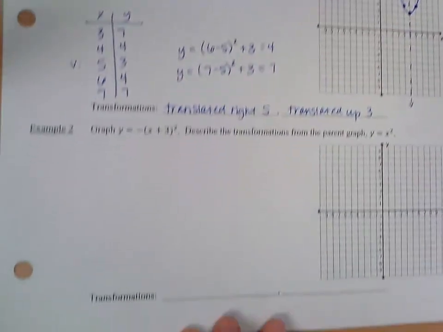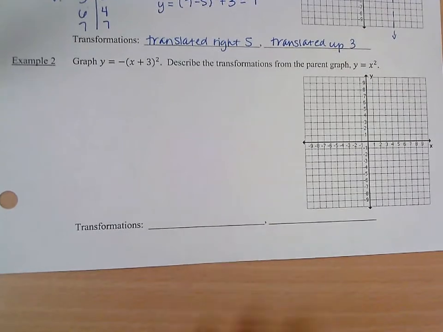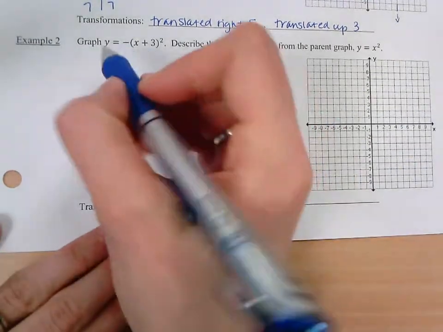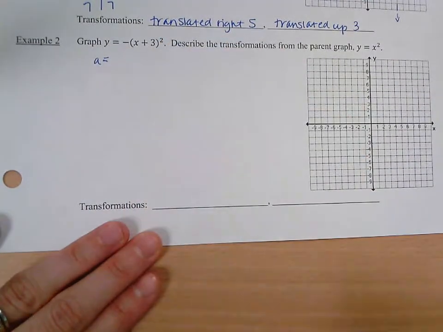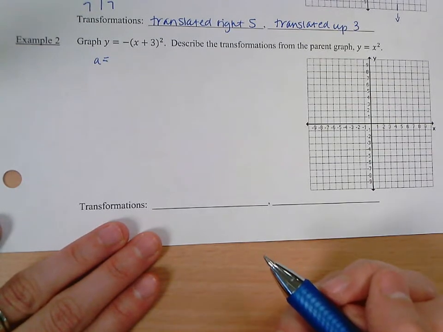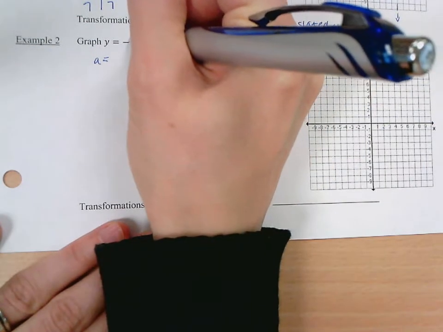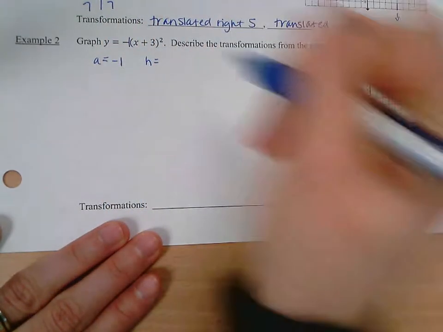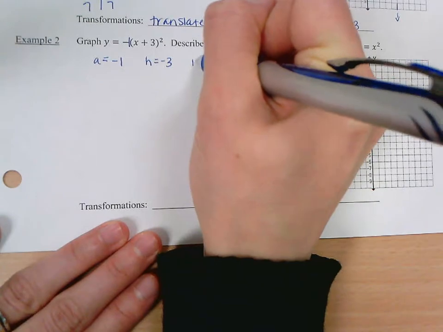Let's also look at number 2 together. Just go through one more and then I'll have you do the 3 that are on the back. So this is graphing y equals negative, or the opposite of the quantity x plus 3 squared, and describe the transformations, which I have down here. There's 2 of them. So for this function, what's the a value? Negative 1. What is h? Negative 3. What is k?